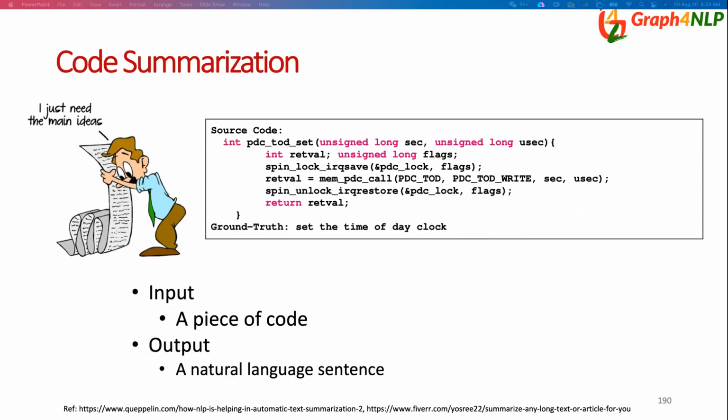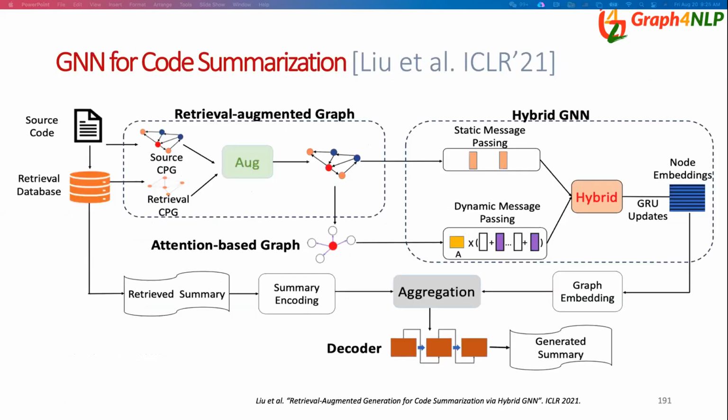Based on the name, you can see the input is a piece of code, and then the output is a natural language sentence that describes the code. So this can be very useful in terms of, for example, automatic comment creation. This IJCAI 2021 paper also applies the GNN-based graph to sequence framework for the code summarization task.